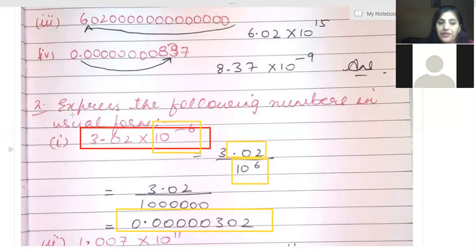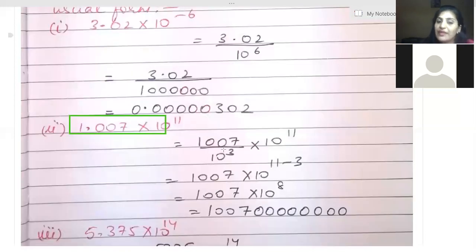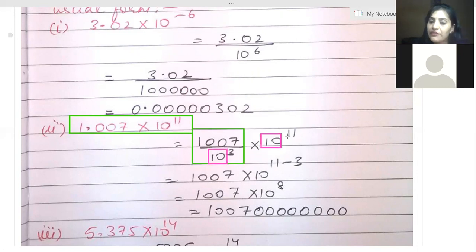Next is 1.0007 into 10 to the power 11. Okay, beta. Now see the solution. I have removed this decimal, and after removing the decimal, I got 1007 divided by 10 to the power 3 into 10 to the power 11. Now, देखिए आप यहाँ पे देख पा रहे हैं, the bases are the same. And they are in the division state. So obviously the powers will get subtracted. So I got 1007 into 10 to the power 8.